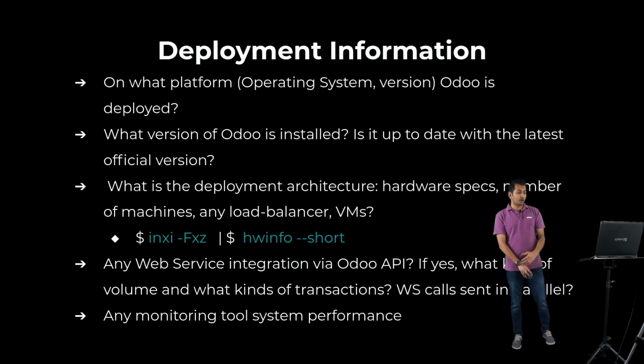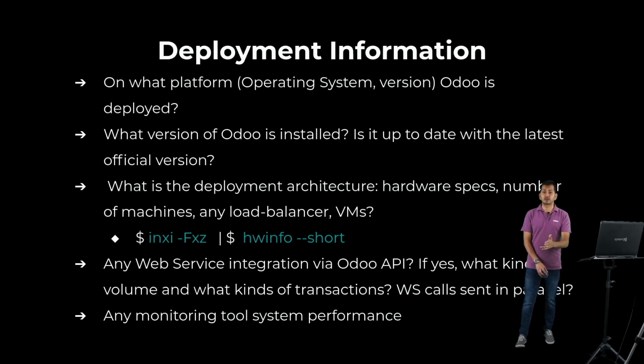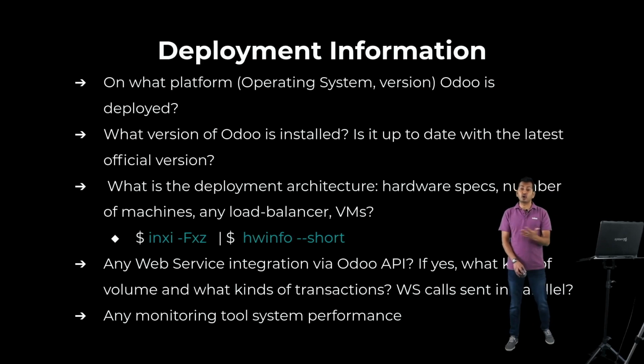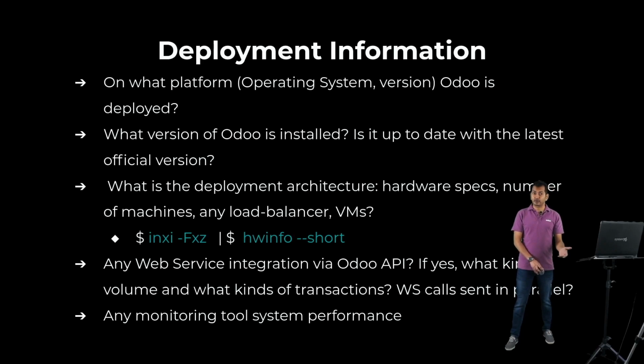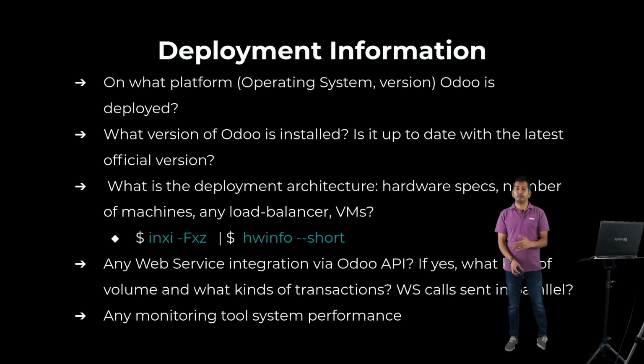And also a few questions, like: are there web services integrated with the Odoo API? If there are web services, then what is the volume of the web services? What kind of transactions are we looking at? Are the web services being called in parallel, because that could affect the performance of the system? And is there any monitoring system in place?